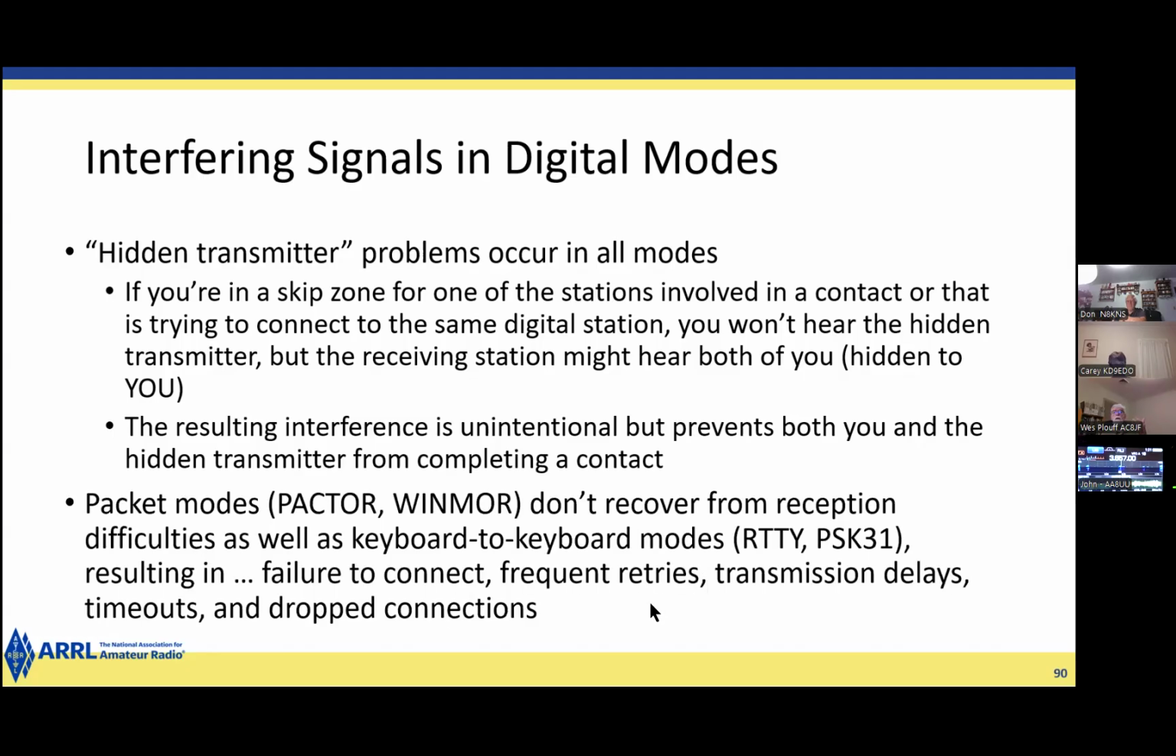So packet modes are a little bit different because you can't break into a packet mode, but you can ruin the connection. You can interfere with the connection between other stations. And it's a thing where you have to be more careful, because it's not as if one of the other stations can tell you, hey, the frequency's in use. It's something that you have to do.